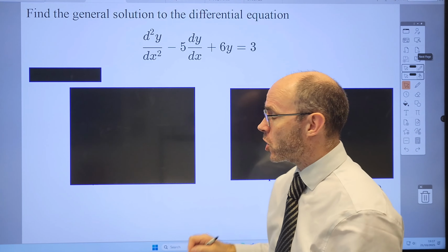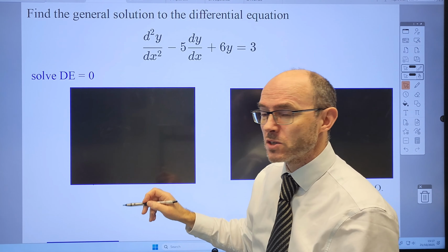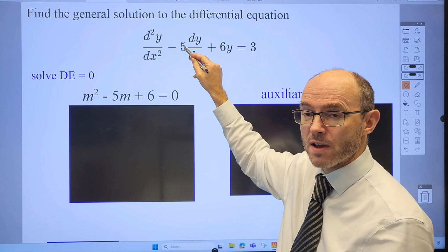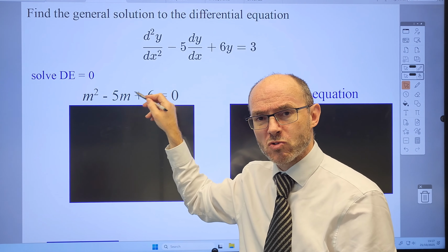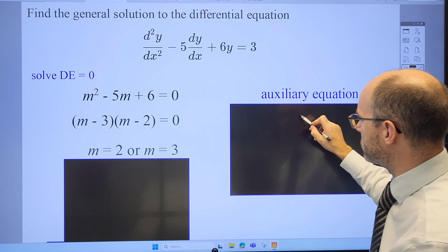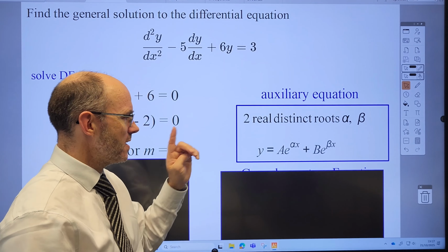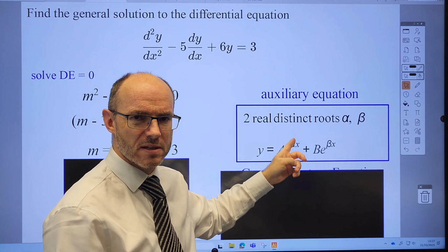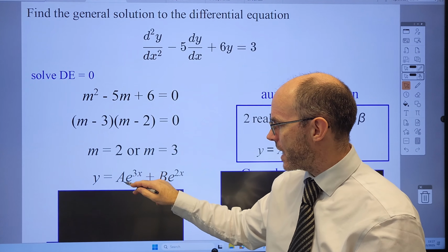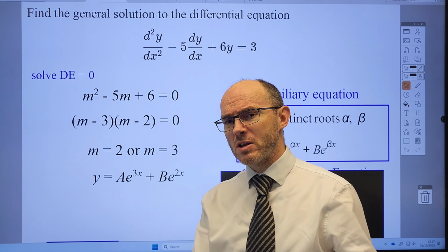So for the complementary function, what you need to do is, first of all, solve when this differential equation is equal to zero. So for this, you need what's called an auxiliary equation. The auxiliary equation is going to be m squared minus 5m plus 6 equals 0. Solve that quadratic, usual rules, and you get here the case where you've got two distinct real roots. As a reminder, this is the scenario for two distinct roots, alpha, beta. It's going to be y equals A e to the alpha x plus B e to the beta x. So the part that we're looking for here is y equals A e to the 3x and then B e to the 2x, and usually that will be our general solution.